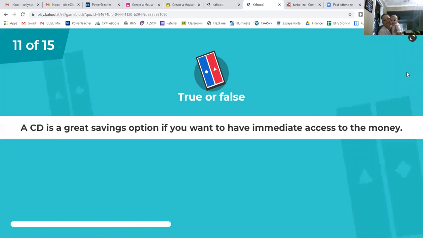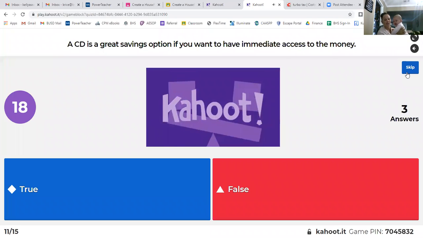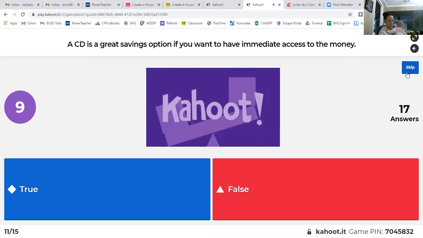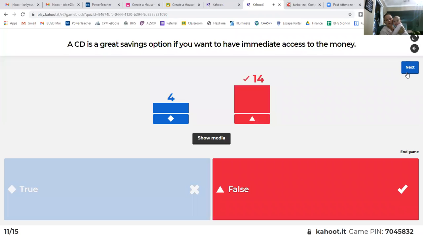True or false? A CD is a great savings option if you want to have immediate access to the money. Remember, CD is certificate of deposit. That is false. There are great savings options, but not for immediate access.